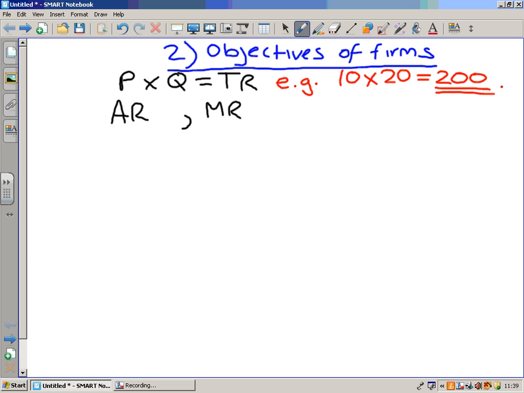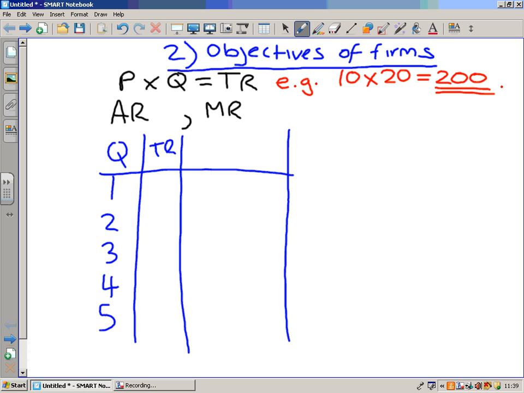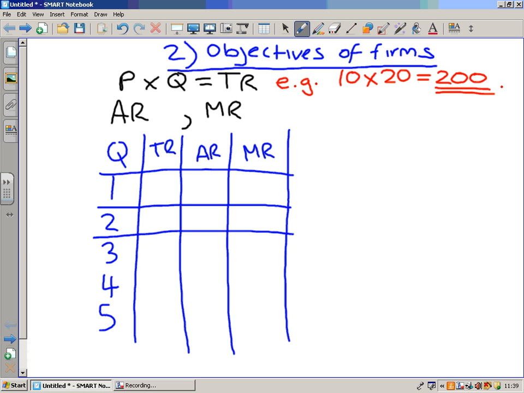And let's take our numerical example then. Let's imagine we have a business that sells either 1, 2, 3, 4 or 5 different products. From this we can tell what the total revenue would be, what the average revenue would be, and what the marginal revenue would be. So let's imagine this business sells every single product for £1 each.